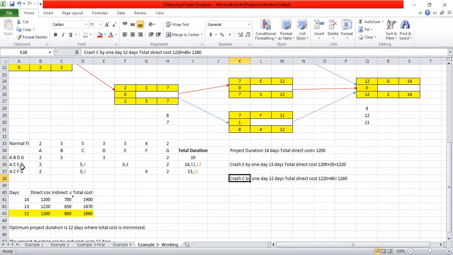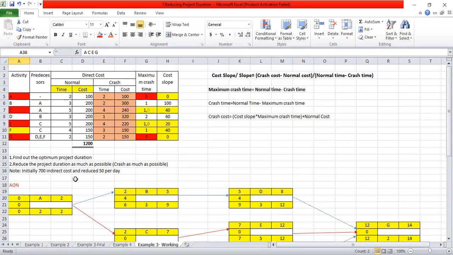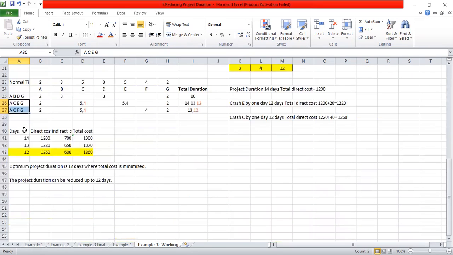Again these two paths are critical, ACEG and ACFG. There is only one activity remaining, the F activity. Other activities cannot be crashed further. Is the F activity common to both critical paths? No, it is not. That means we cannot crash this project further. So this is the maximum crash time. We can crash the project up to 12 days.